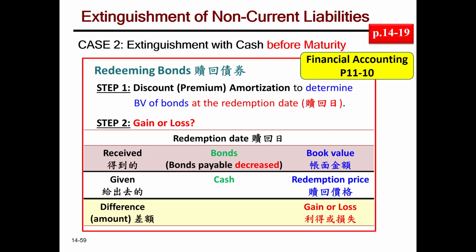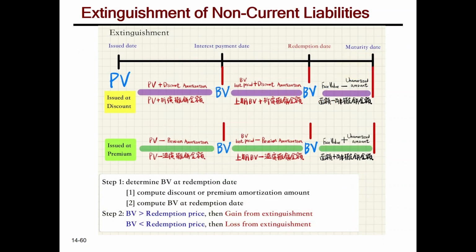You pay back the cash. So how much money you pay? You should find out the redemption price, right? And for these two numbers, usually they will not be the same. So the difference between these two numbers, you should understand this is your gain or your loss. Okay? Let's look at the first one first. Book value. How to determine the book value? Remember?